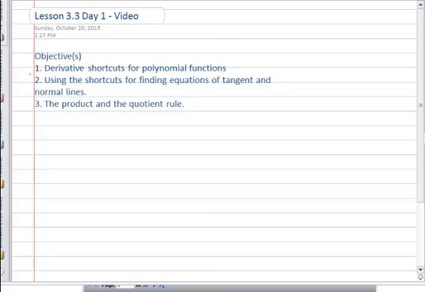I'm going to give you a video lesson for lesson 3.3, and this lesson will be to demonstrate the shortcuts for derivatives for polynomial functions. So we're going to first go over the shortcuts, then we're going to talk about how you use your shortcuts to find equations of tangent and normal lines quicker, and then I'm going to give you the shortcut rule if you have a product or a quotient of two functions. So anyway, let's get started with this.